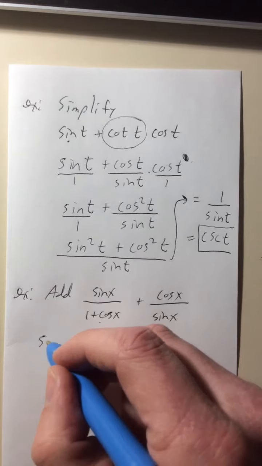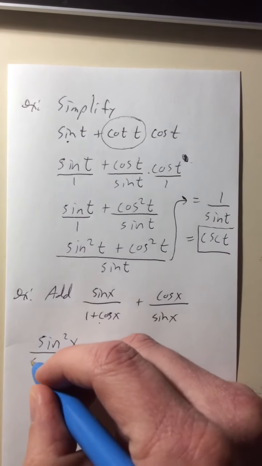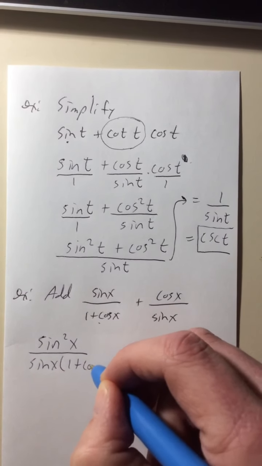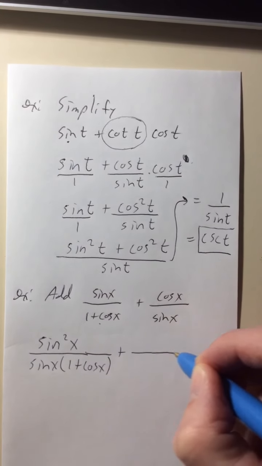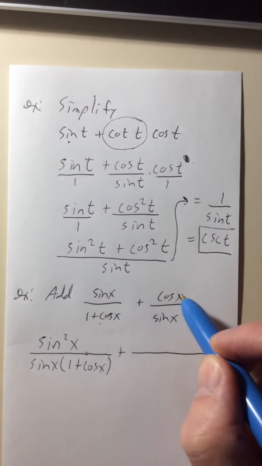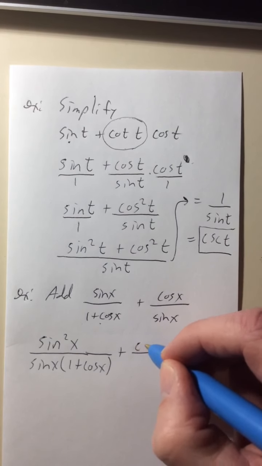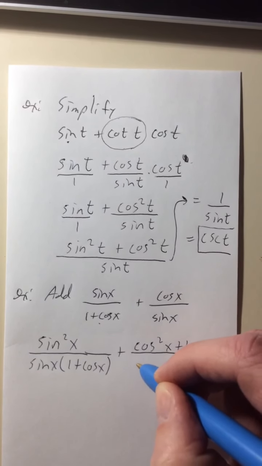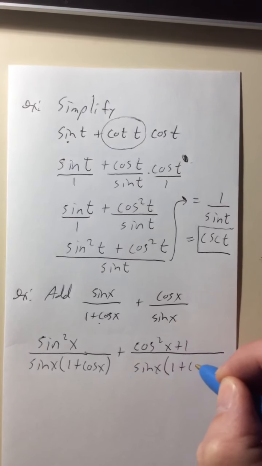So that's going to get us sine squared x over sine x times 1 plus cosine x plus, so now we're going to multiply this guy here by 1 plus cosine x. So that's going to get us cosine squared x plus 1 also over sine x times 1 plus cosine x.